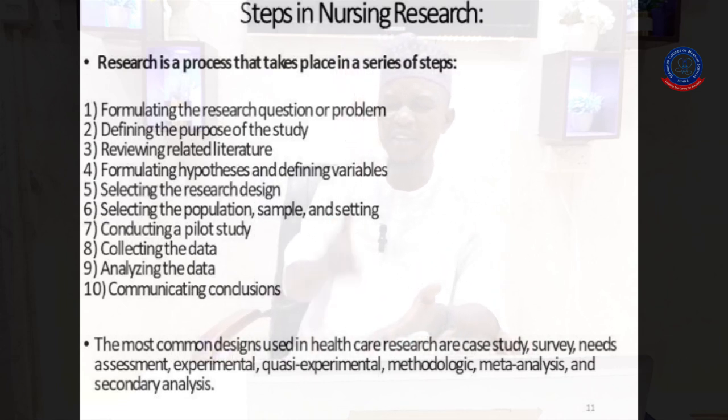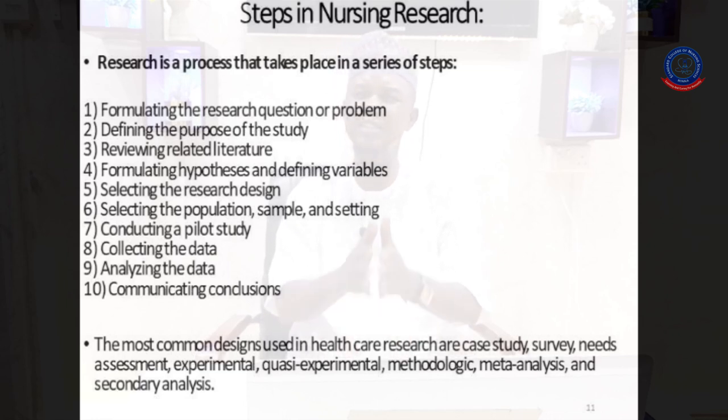Then you define the purpose of the study. What is the purpose? What is the specific problem you are targeting to solve? Any research that is not specific, that is not trying to solve a particular problem, is not a research. Then you also review some literature.